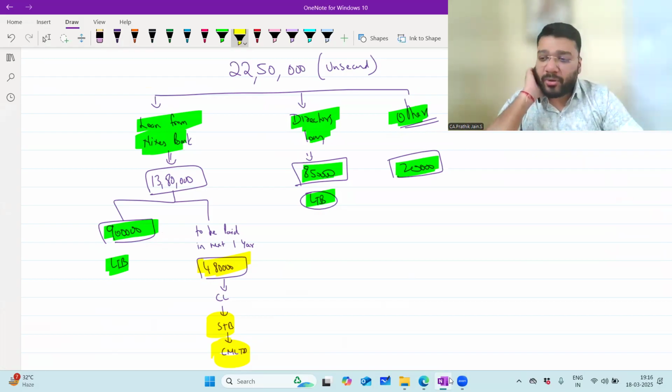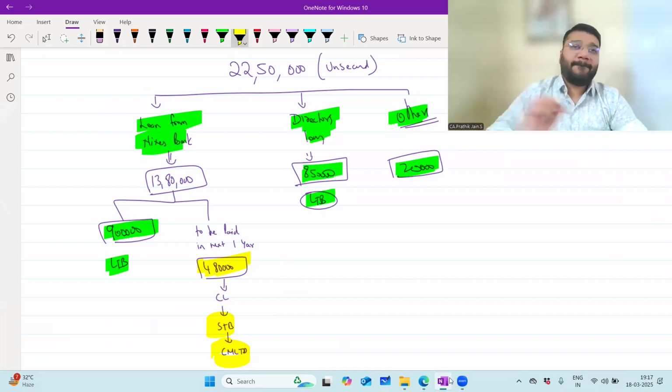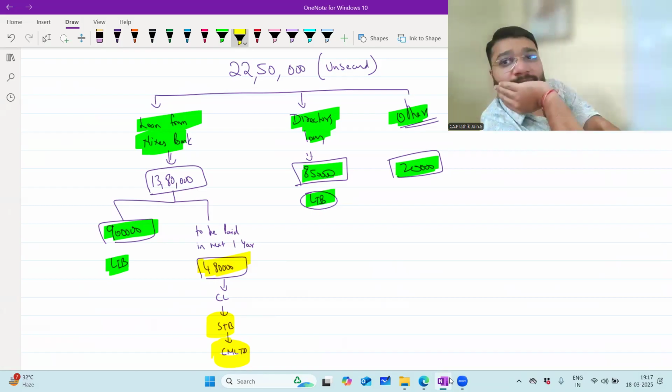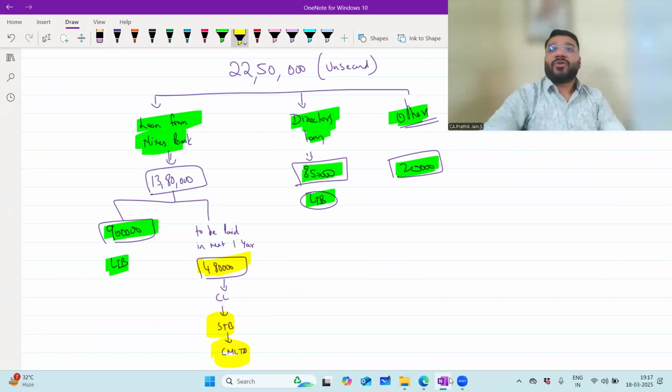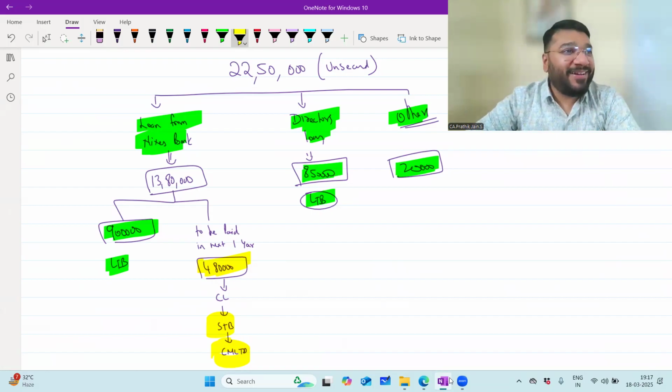Draw this chart, very, very important for revision purposes. Done? You should not say yes. You should say done, done, done, sir. 30 seconds, wait.